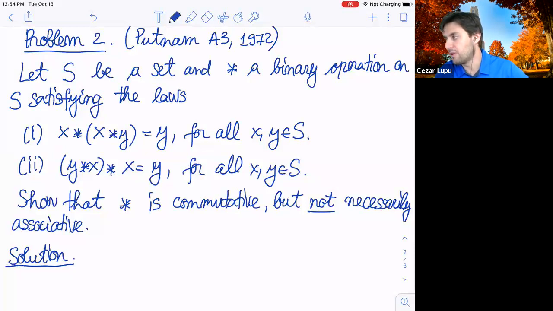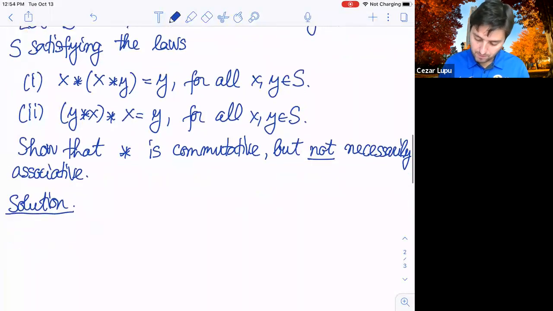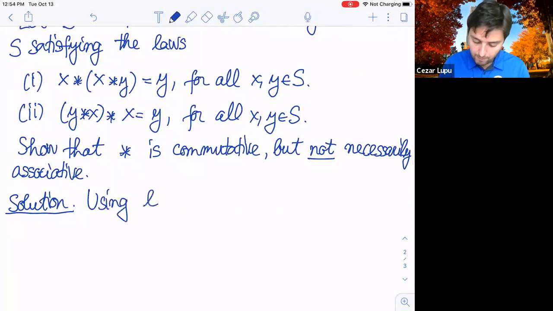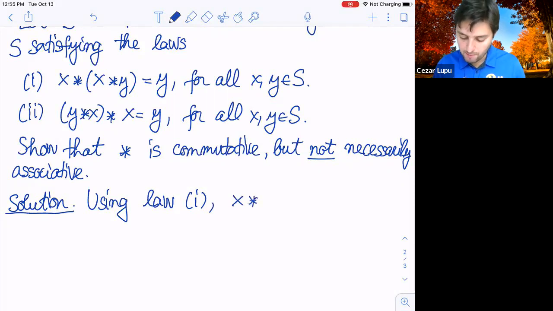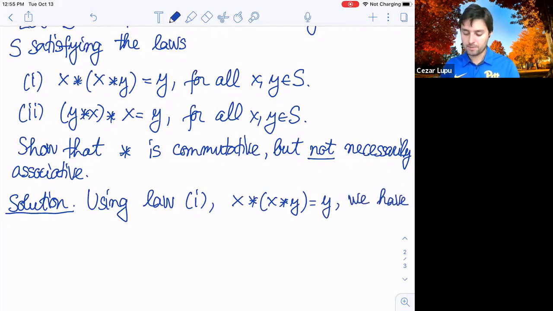Maybe let's use the first law. So what we're going to do is the following. Using the first law, let's write it again so that you can see it better. It's X star Y is Y. So using this first law, we have the following.